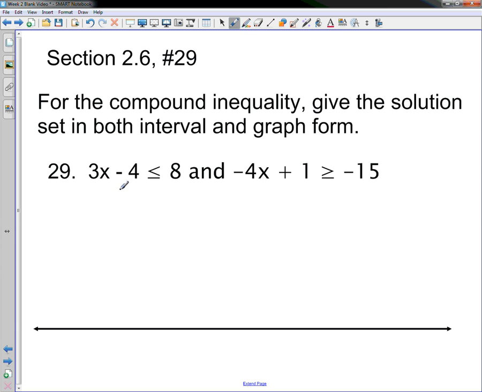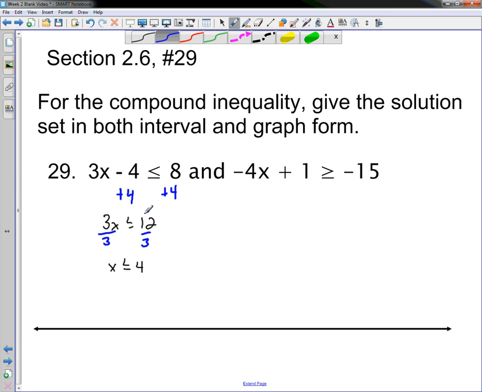So I'm going to add 4 to both sides. And that gives me 3x is less than or equal to 12. Divide by 3. And we have x is less than or equal to 4. So let's go ahead and graph this one and see what we get.